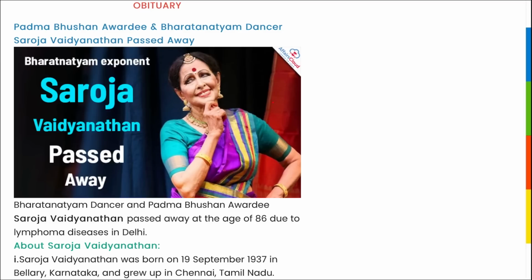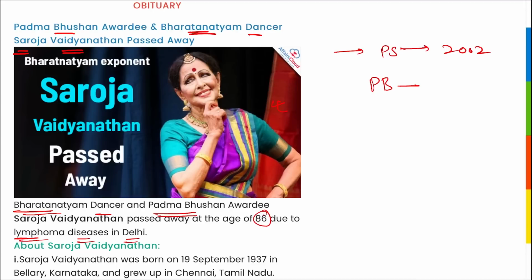Next is obituary. As you can see here in the picture, recently Padma Bhushan awardee and Bharatanatyam dancer Saroj Vaidyanathan has passed away. She was 86 at the time she passed away, and she passed away due to lymphoma in Delhi. She was a Bharatanatyam dancer and Padma Bhushan awardee. She was awarded the Padma Shri in 2002 and Padma Bhushan in 2013. Right?